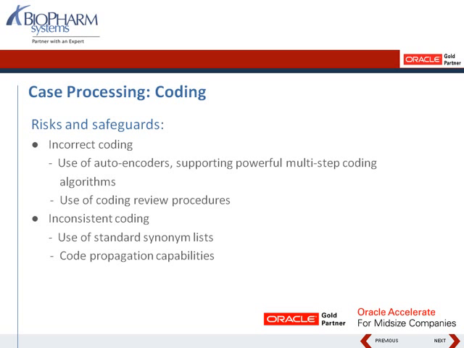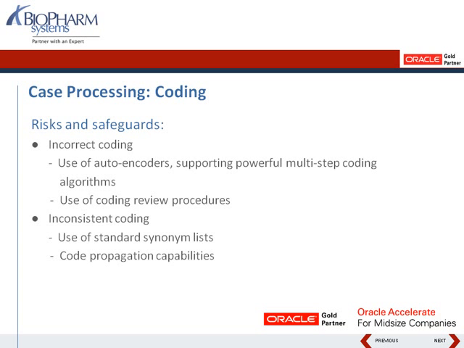Consistent coding is also supported by the use of synonym lists. So if a specific verbatim term is coded in a specific way once, a synonym list can assure that that same verbatim term is coded in the same way in the future.